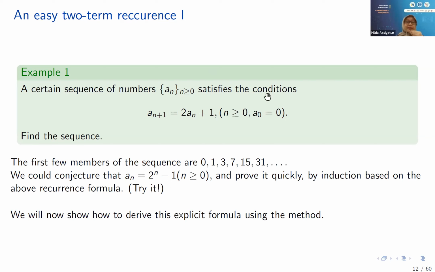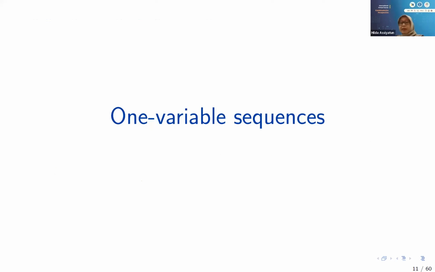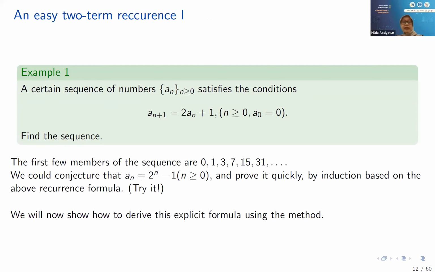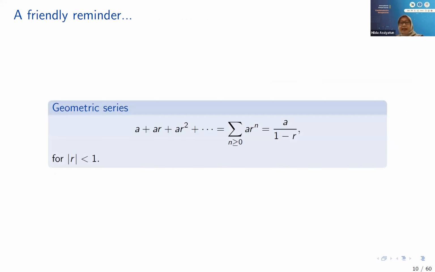Now we will use our generating function method to get this explicit formula. Oh, hang on, I was wrong. I clicked the wrong button. One variable, so this one. Oh, no, wrong again. Hang on, this is the next chapter.